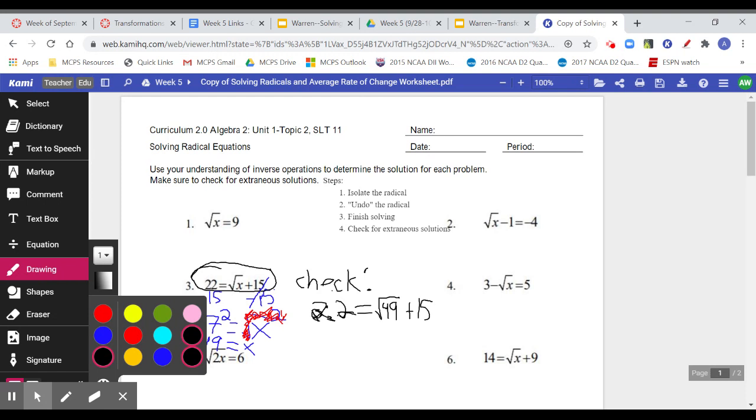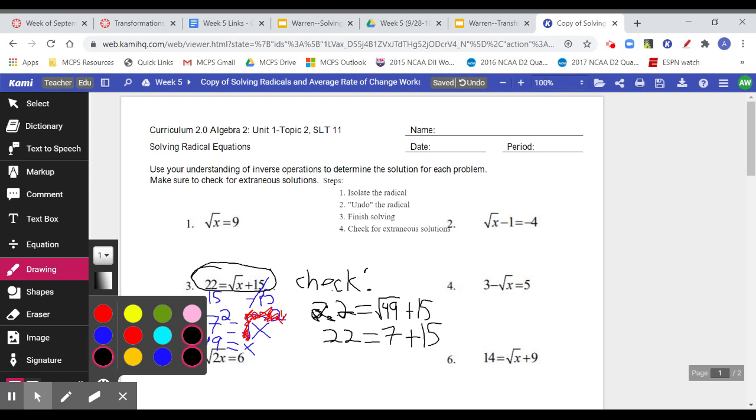I already have that with the left side. So on the left side here, I have the number 22. So I'm just going to copy that down. On the right side, there is something to simplify. I have the square root of 49 plus 15. If I take the square root of 49, that gives me the number 7. And then I copy down the plus 15.